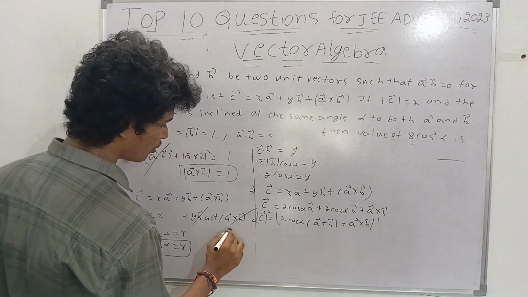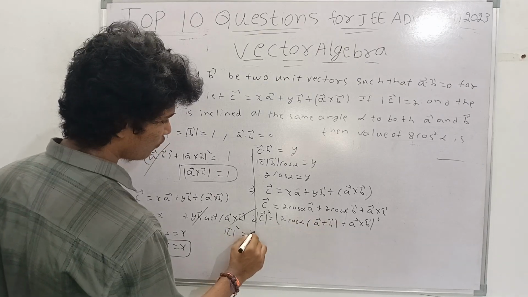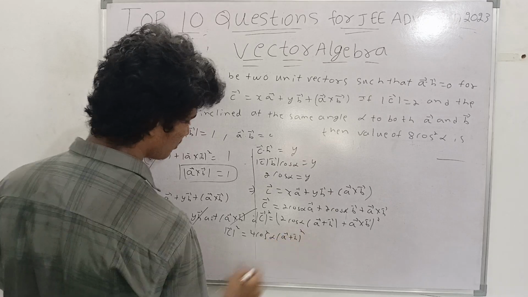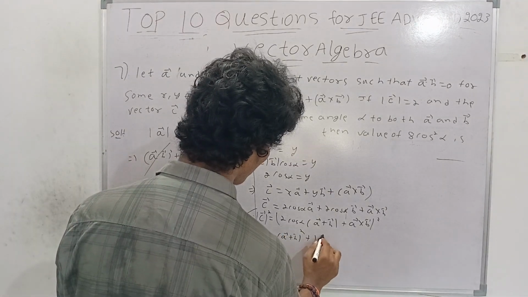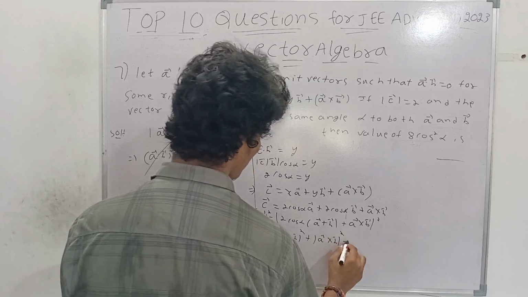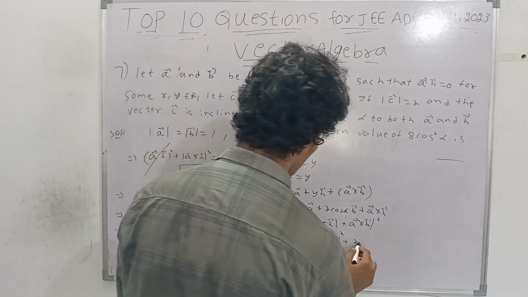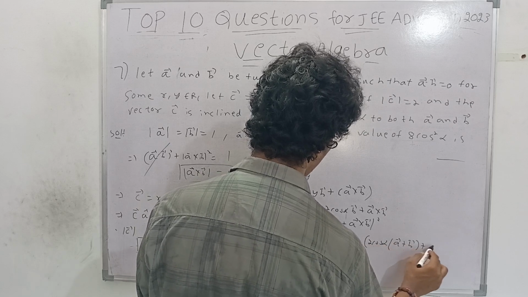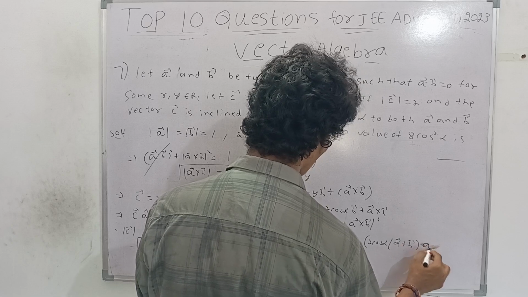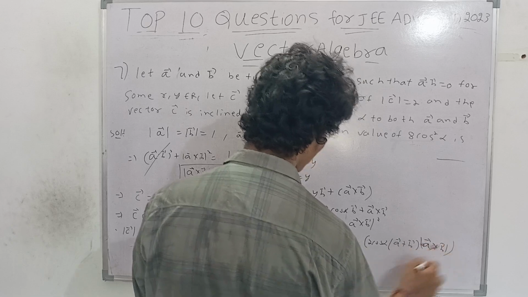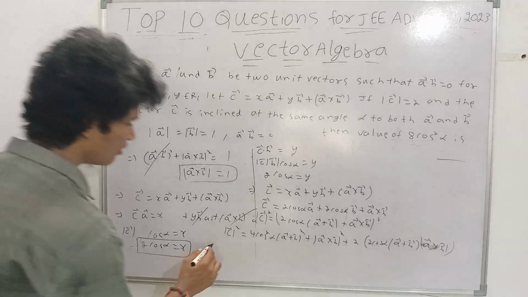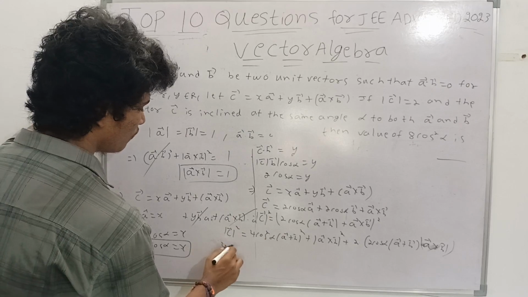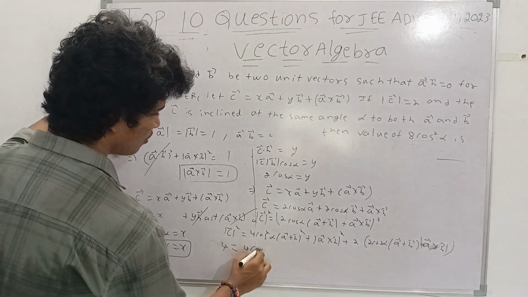What will we get? Magnitude of C vector square equals, here it is 4 cos square alpha times A vector plus B vector square, plus magnitude of A vector cross B vector square, plus 2 times 2 cos alpha into A bar plus B bar, not plus, it is into A bar cross B bar. These things we got. And magnitude of C square. What is the magnitude of C? It is 2. So square it is 4. 4 equals 4 cos square alpha.